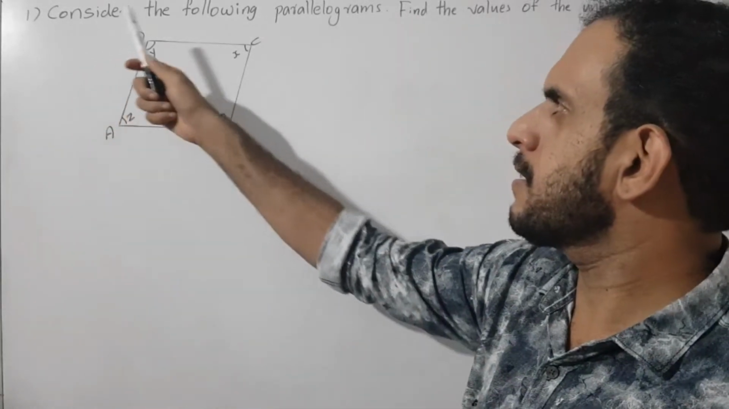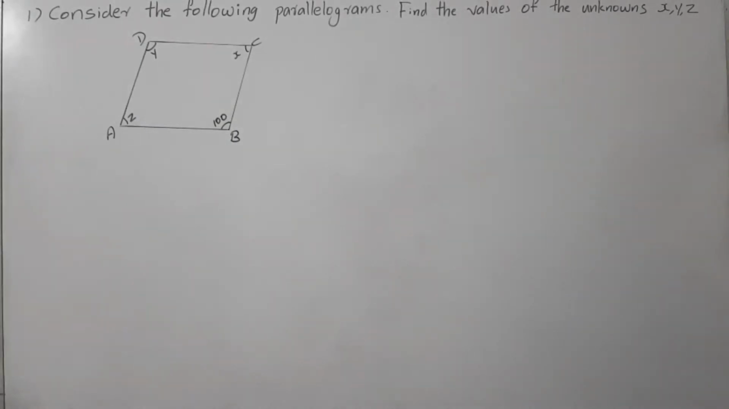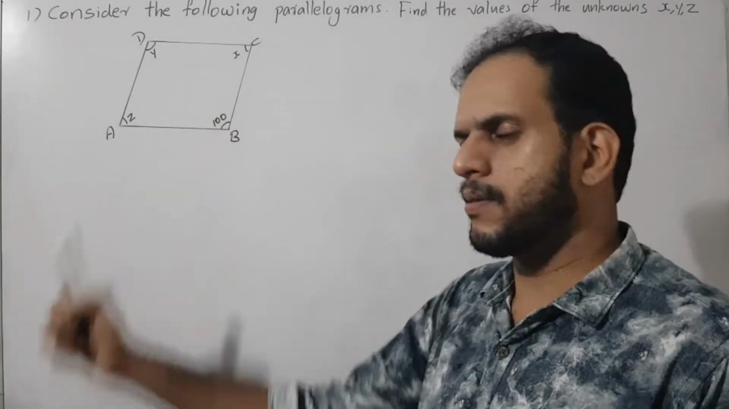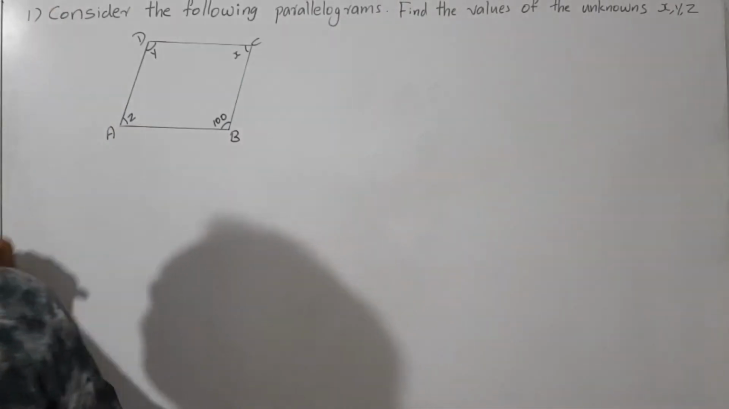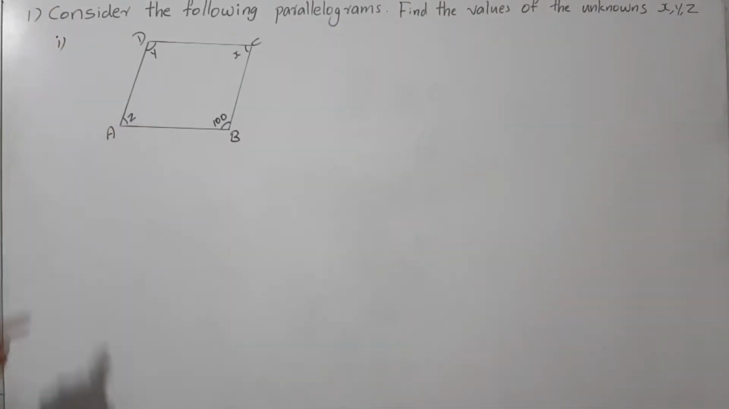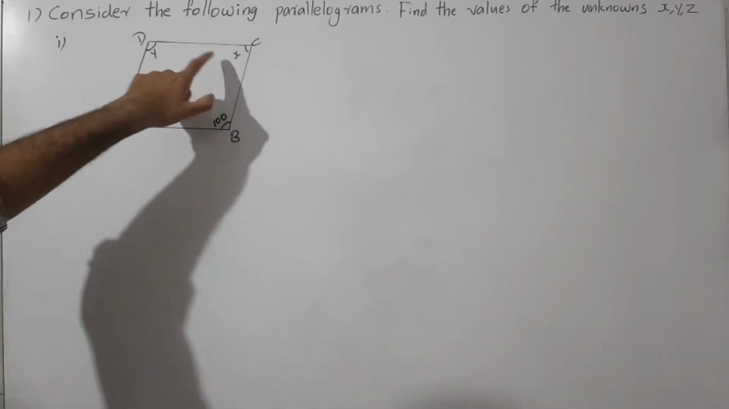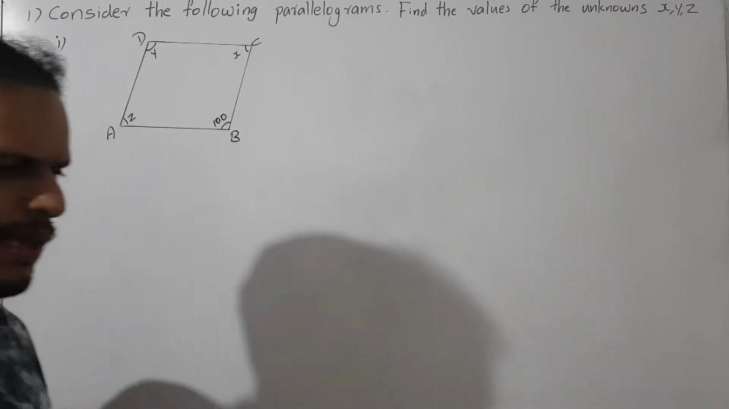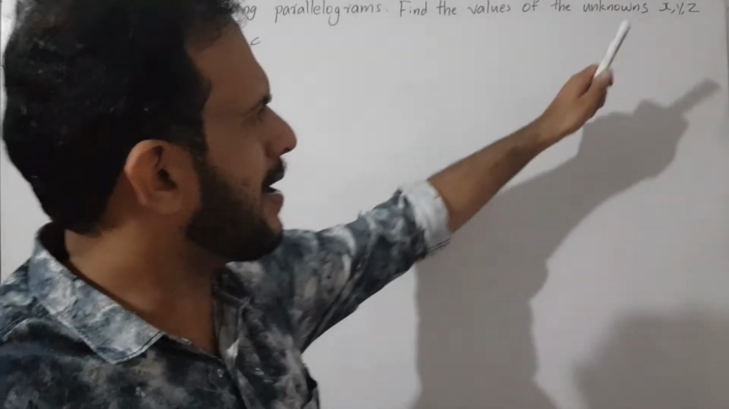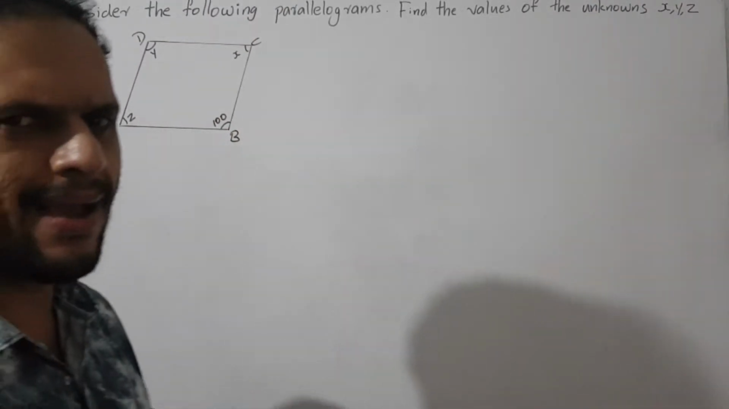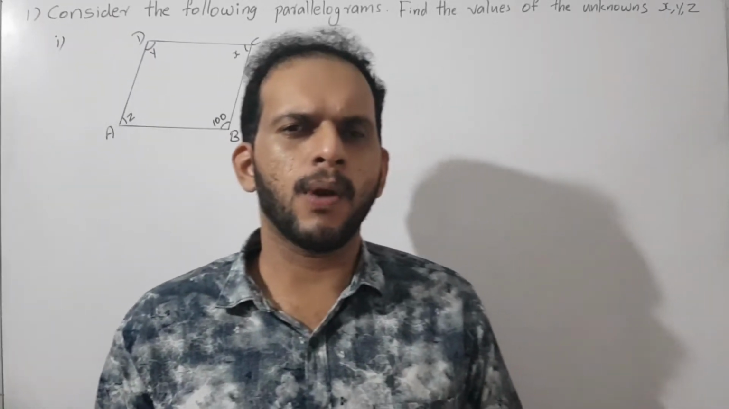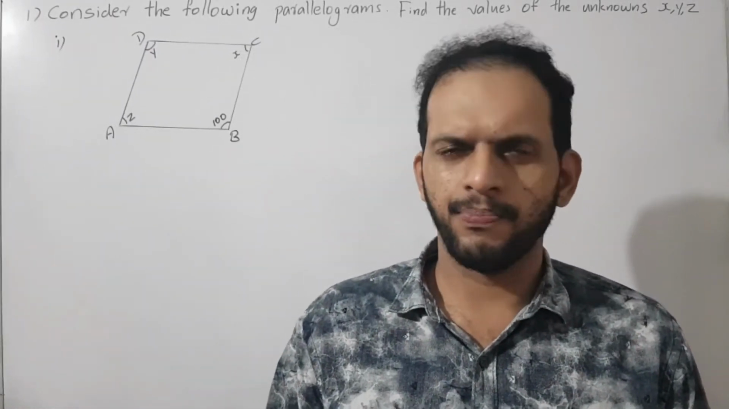The question: consider the following parallelograms. Find the values of the unknowns x, y, and z. Here, the first figure is ABCD, a parallelogram, and the angle values are given as x, y, z, and 100. The unknowns x, y, z are marked on the angles. That means here we need to apply the properties of angles of a parallelogram.